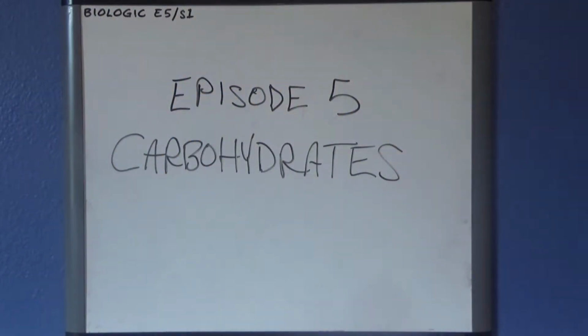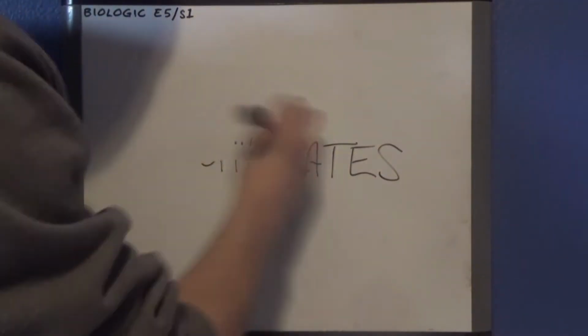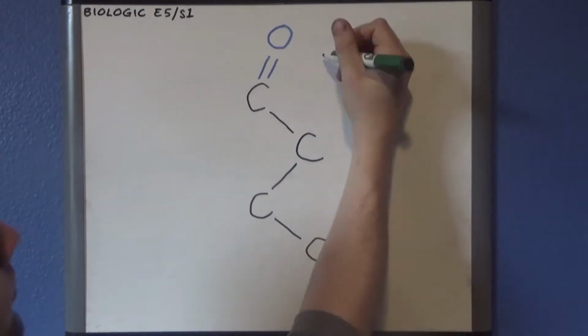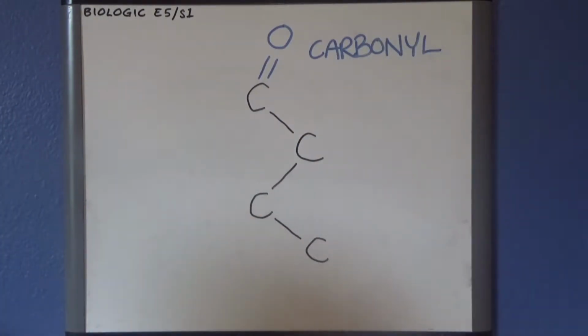Today I'll be discussing a very important class of biomolecules called carbohydrates. Now you might know carbohydrates by their more common name, sugars. Carbohydrates are sugars that can group together to make polymer chains. The sugar monomers consist of a carbon backbone with a carbonyl group and numerous hydroxyl groups.